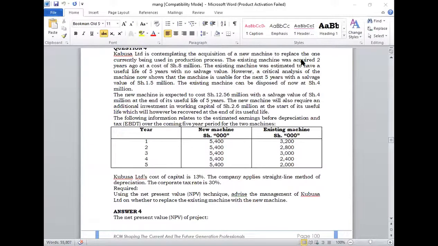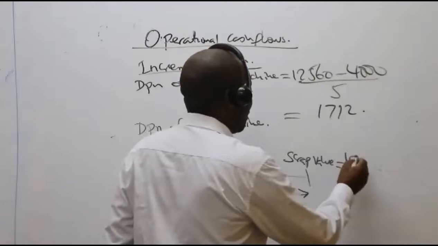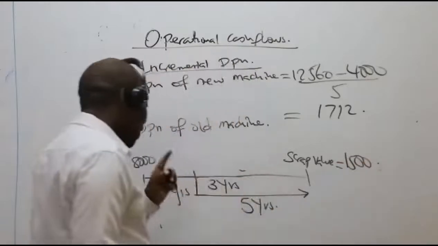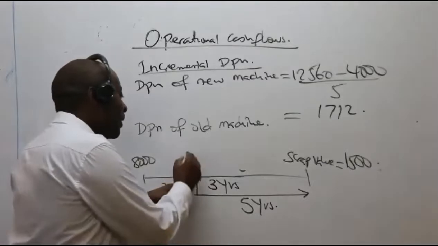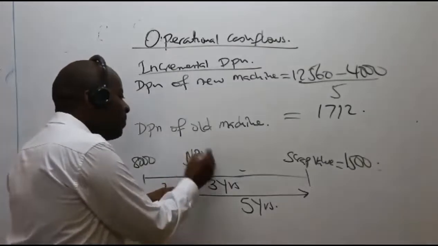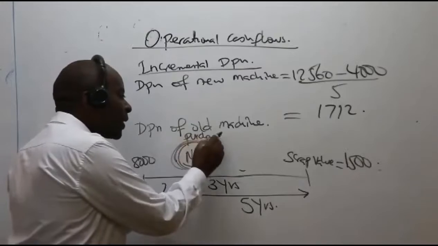A salvage value of 1,500. So the salvage value here, which is scrap value, is 1,500. But now the question comes here: what figure should we put here? Ladies and gentlemen, here we should work with NBV, net book value, as our purchase.